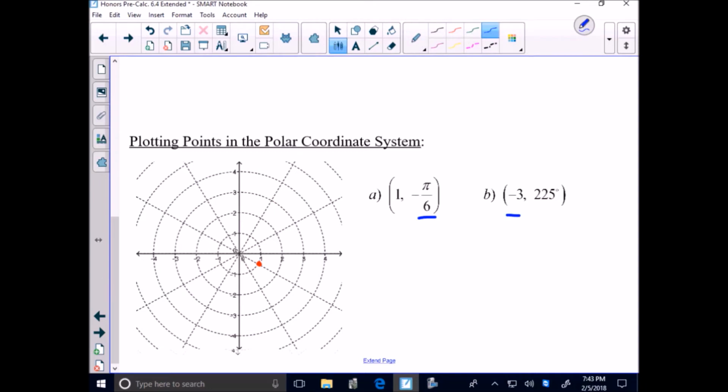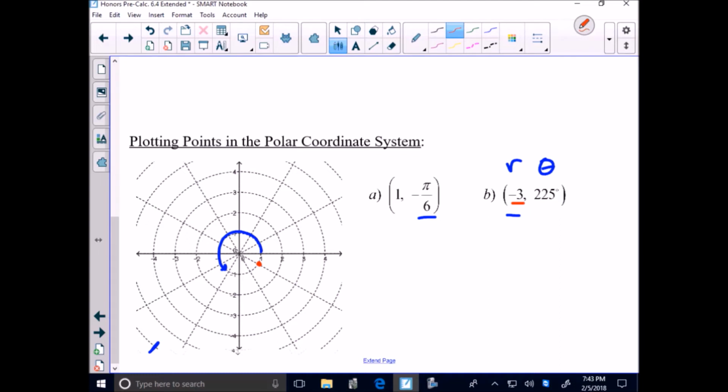Here we have a negative r value, right? Our theta is in degrees. So what we're going to do first is rotate to 225 degrees, which is a half quadrant rotation into the third quadrant. So we rotate all the way around to 225 degrees. And then with a negative r value, instead of going forward into the third quadrant, because our r value is negative, we're actually going to go backwards into the first quadrant.